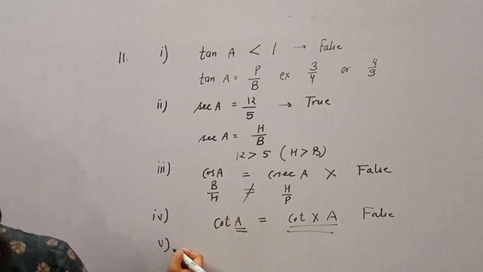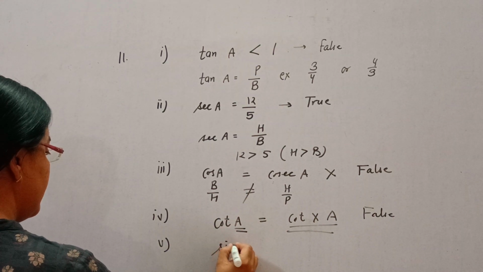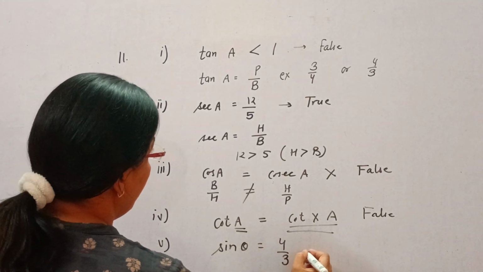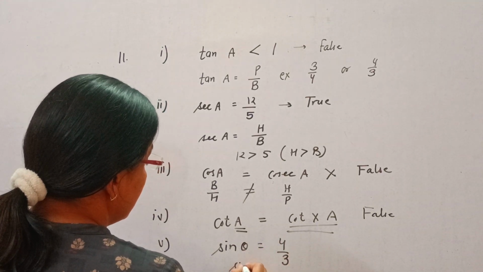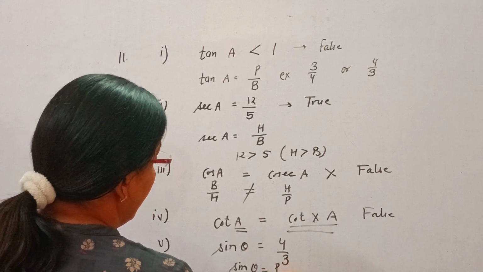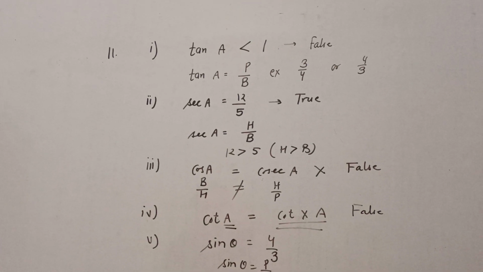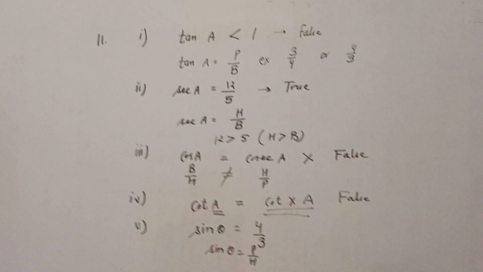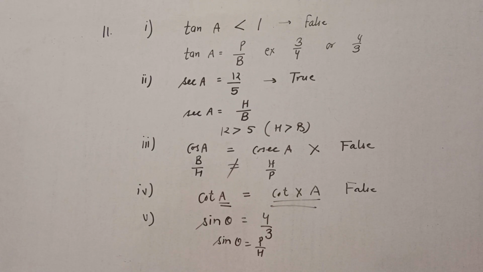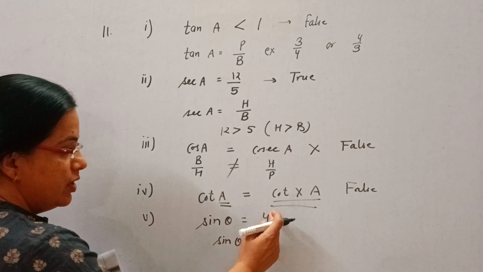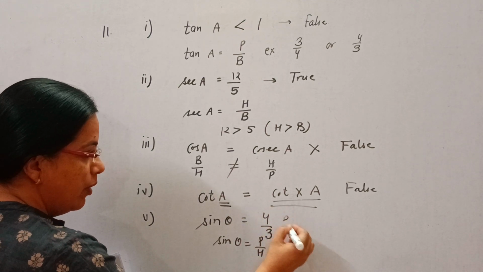Fifth, sin theta is 4 by 3 for some value of theta. Now you know sin is P by H. Here you can see H is in the denominator. So denominator should be greater than numerator. This is perpendicular and this is hypotenuse.